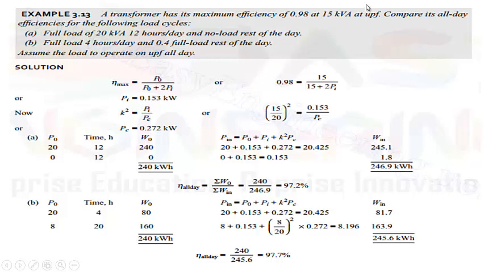So the fraction of the load at which the maximum efficiency occurs is K into the rating, that is K S, which is already given as 15. That means K S is equal to 15, where S is given as 20. That means K will be equal to 15 divided by 20. K square is equal to Pi divided by Pc, where K is 15 divided by 20. That is, (15 divided by 20) square is equal to Pi, which we have just calculated. So here we can calculate the value of Pc.